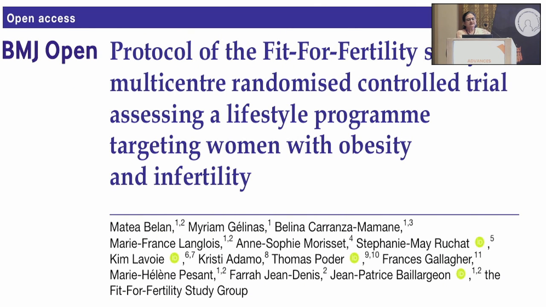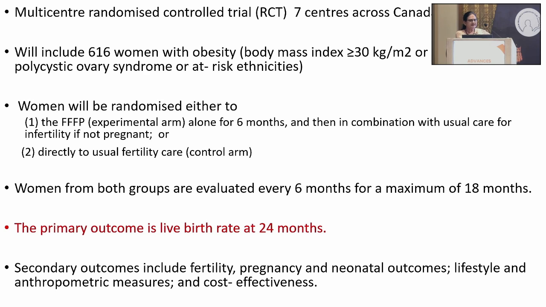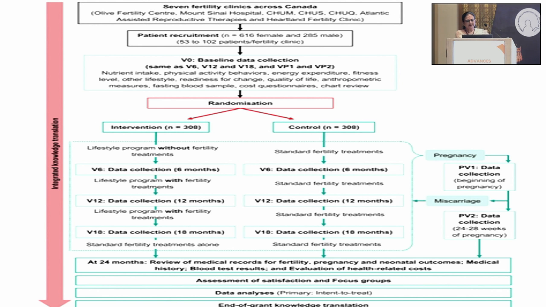And this is the Fit for Fertility study. This is an ongoing trial in Canada, in 7 centers across Canada. They have just recruited, same as the lifestyle study, 2 groups with lifestyle intervention plus infertility treatment in one arm and infertility treatment straight in the other arm. They have just started recruiting. Maybe it will take 2 more years for the report to come. It's again an RCT. So that is a protocol.